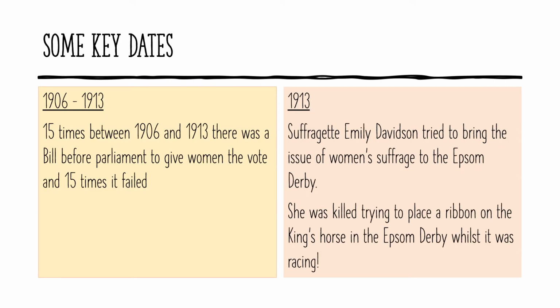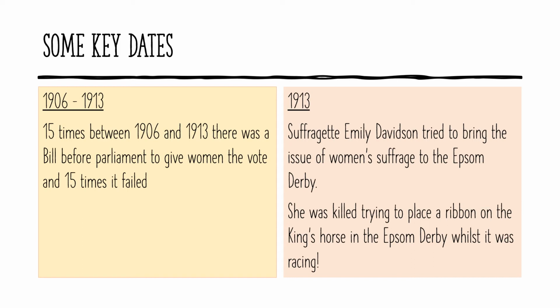And a couple of key dates that you've come across already, but just to remind you, between 1906 and 1913, 15 times there was a bill put before Parliament to give women the vote, so MPs could vote on it and decide whether they passed it and let women vote, or whether they declined it. And they declined it. 15 times it failed. So it was an issue that was being addressed by Parliament. They were aware of what was happening, and they knew that people were unhappy, but 15 times in those several years they failed the bill to go through.